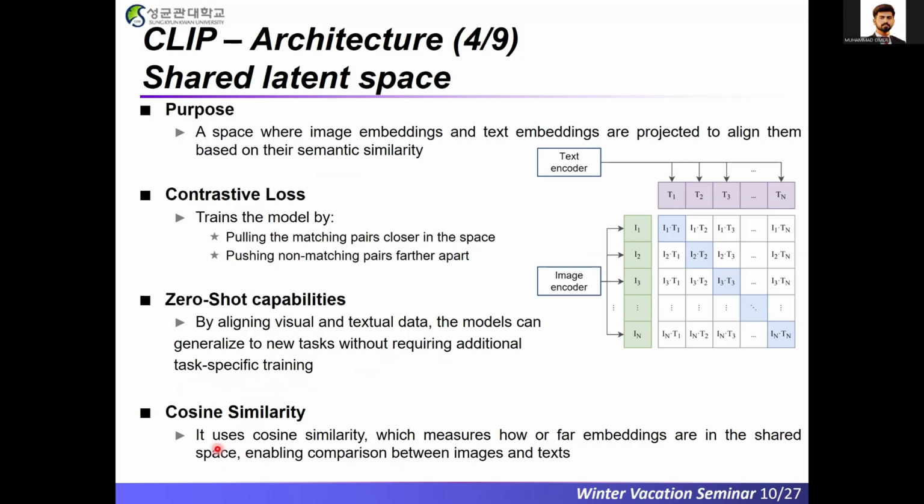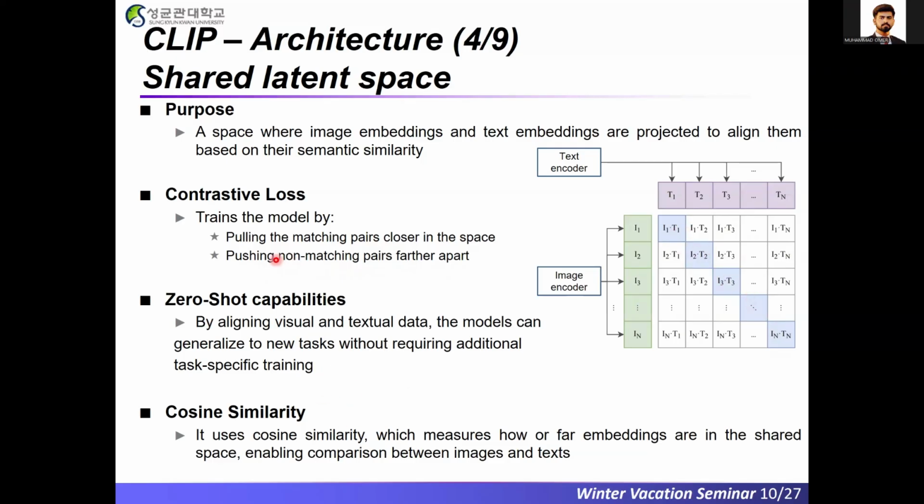This contrastive loss is made by using cosine similarity. Cosine similarity measures how far the embeddings are in this shared space, enabling comparison between images and text. We said here in the contrastive loss that we will pull the matching pair closer in the space and we will push the non-matching pairs farther apart.